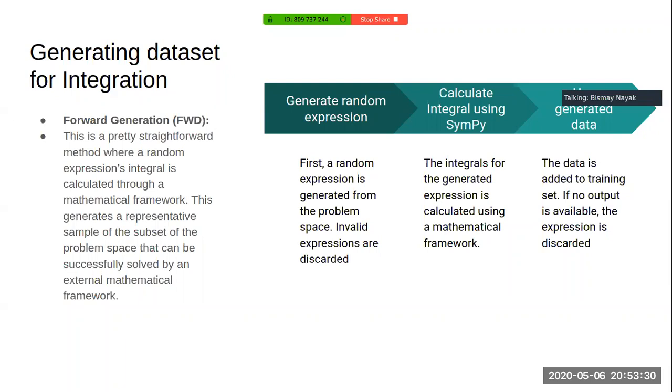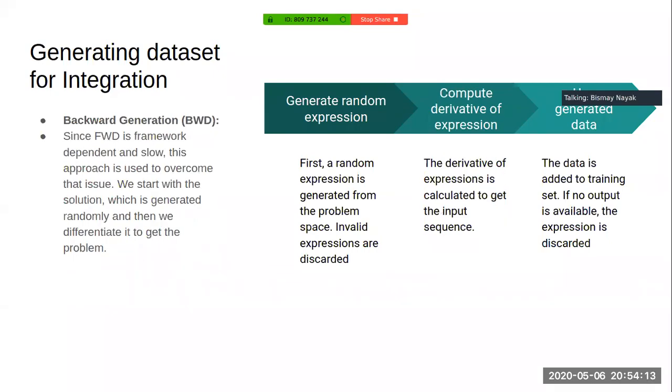So this method, although it works, is very slow and dependent upon the mathematical framework. So we can't really compare the results of our own model with the mathematical framework, since we are using it to generate the data. So the mathematical framework should have almost 100% accuracy in this case. And also calculating integrals is kind of slow, and since we need a large amount of data, we can't really depend on this method for creating most of our data set.